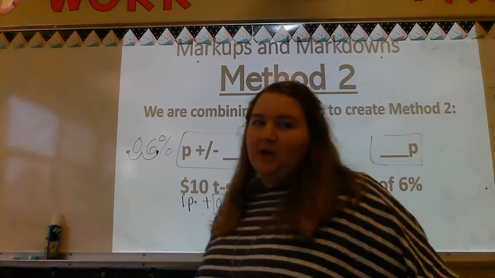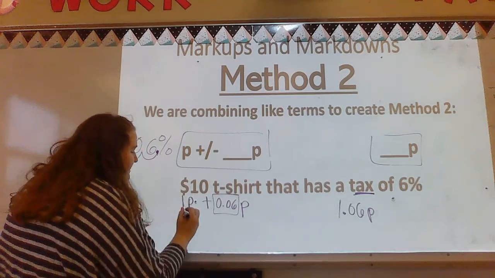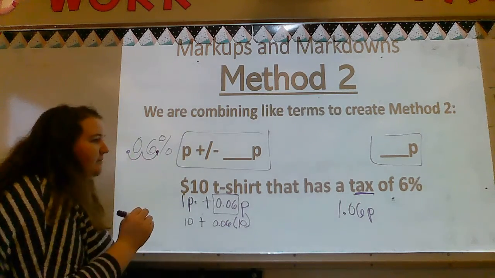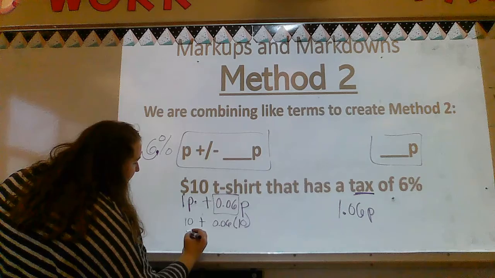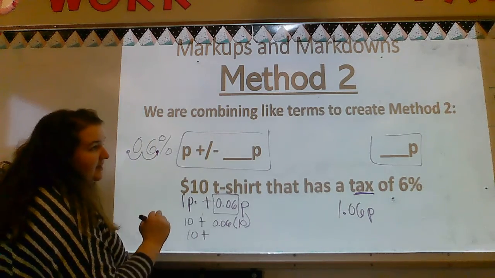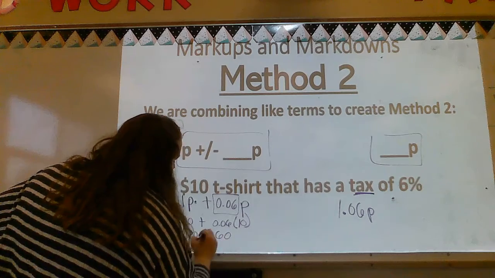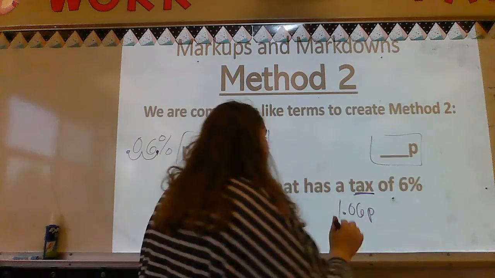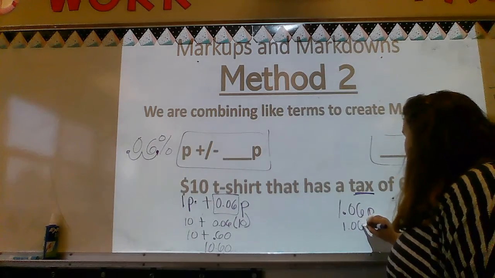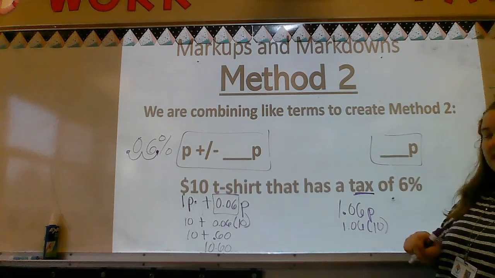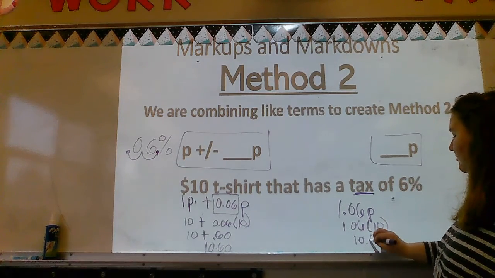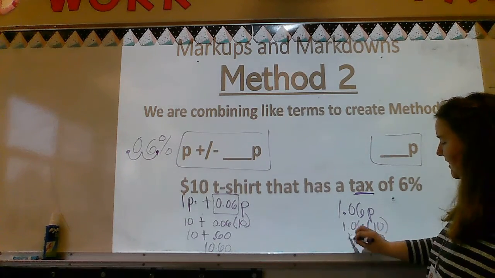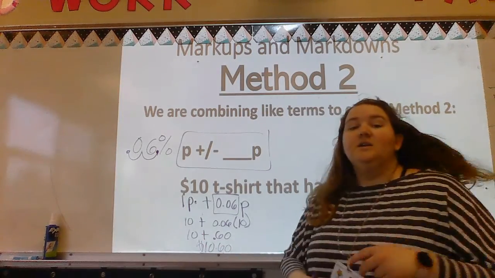Now, if you're not sure if that works or not, let's do it. So price, $10, plus 0.06 times 10. If I put those in my calculator, I get 10 plus 60 cents, 0.60, which is $10.60. Now let's do it on the other side. You put this in your calculator. You have 1.06 times your price, which is $10, and you would get $10.60. In your calculator, it looks like 10.6, but we're going to add a 0 because it's money. So that is method 2.